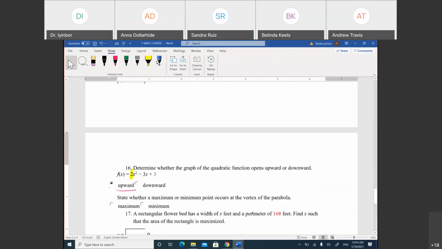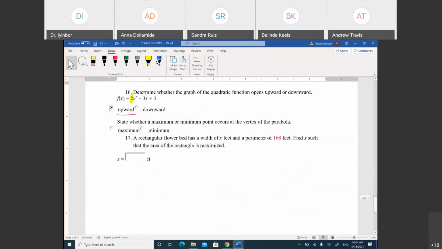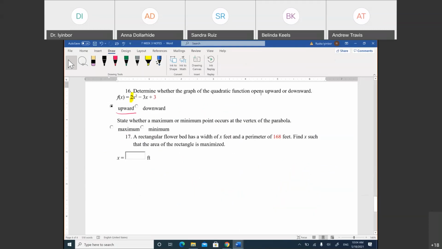So if I look at my number 16, it says, given the quadratic function equation, does it open up or down? We already know it opens up, right? So if it opens up, it's going to look like this. Let me make it better. So the graph looks like this. So this is your vertex. State whether the maximum or minimum point occurred at the vertex, right? So this is the vertex, so it'd be the minimum. It's going to be the minimum, yes.